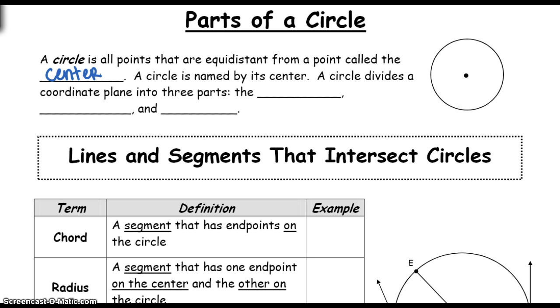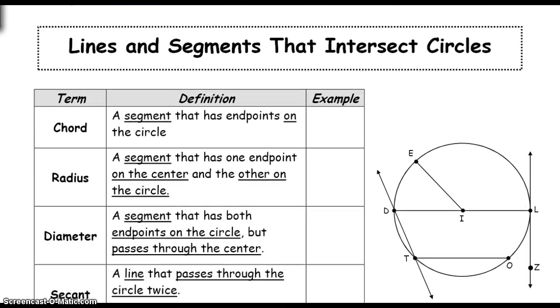A circle is named by its center, and a circle divides a coordinate plane into three parts. You could either be on the inside of the circle, or you can be on the outside of the circle, or you could be on the actual circle. So in the circle, out the circle, or on the circle, okay? So let's talk about lines and the segments and their names and all this vocab down here.